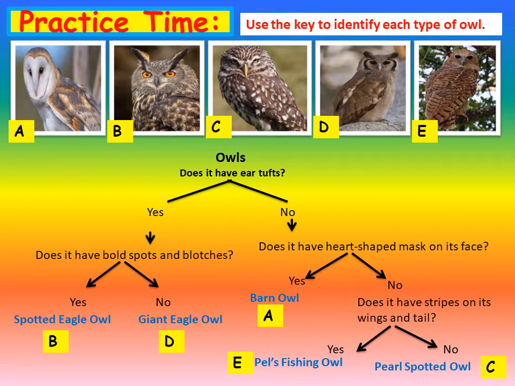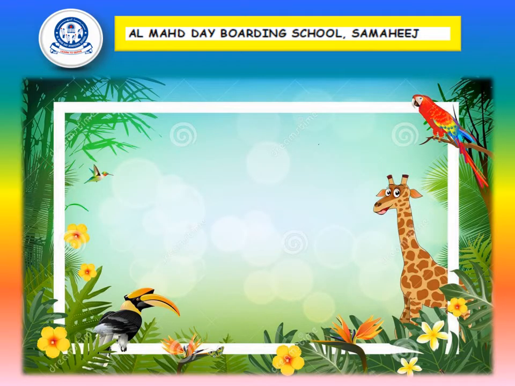So picture A, that is barn owl. Picture B, that is spotted eagle owl. For picture C, that is pearl-spotted owl. For picture D, that is giant eagle owl. And for picture E, the name of it is Pel's fishing owl. Now, it's your turn to identify the different animals using a simple key.